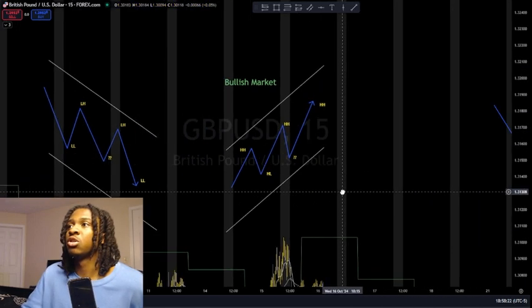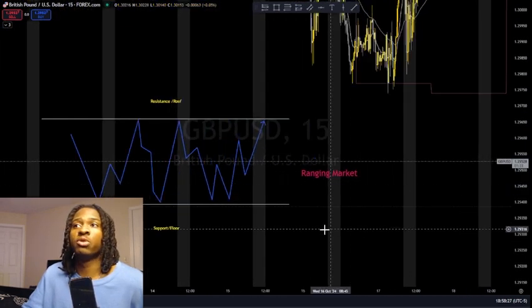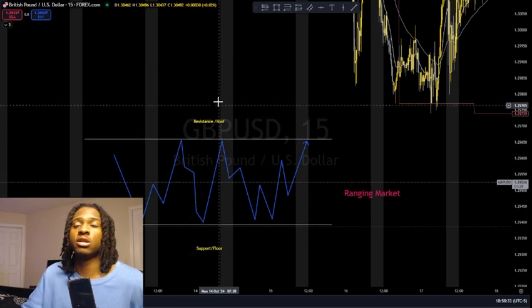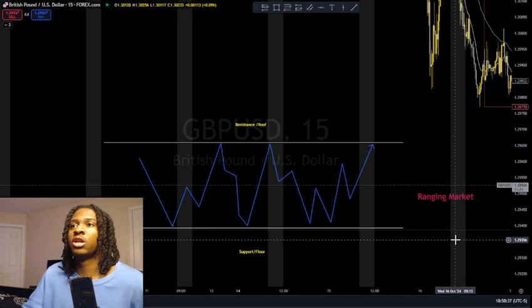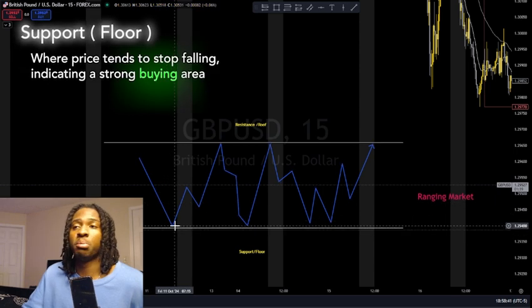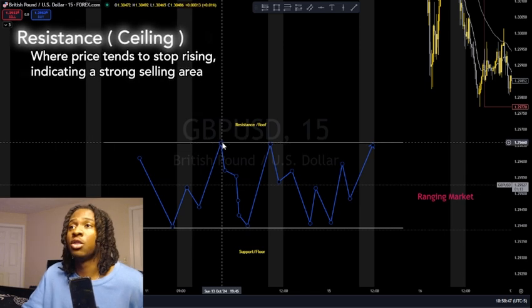Your next is going to be your consolidation or your ranging market. This is generally going to be your support and your resistance. So your support here, which is your floor, then you have your resistance, which is your ceiling or your roof. Now this is generally how you want to trade this: you want to wait till price hits your floor. Then you would take a buy. Now you would wait, and then here you can either take profit and you can go in for another sell.